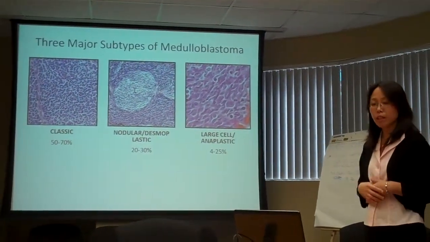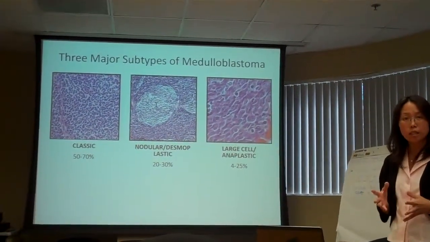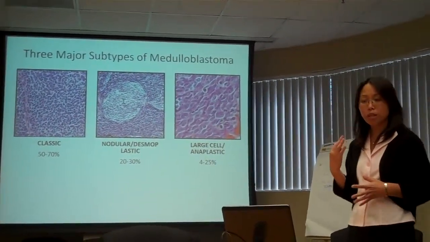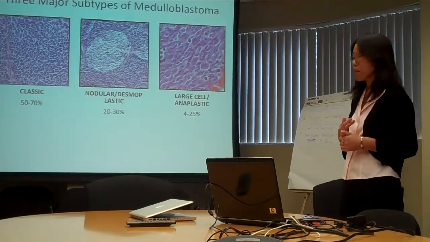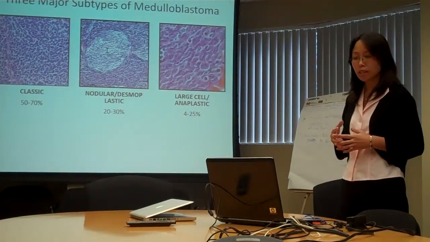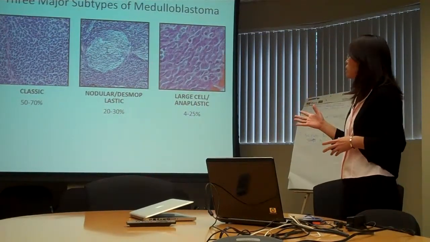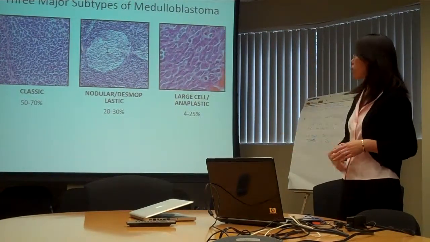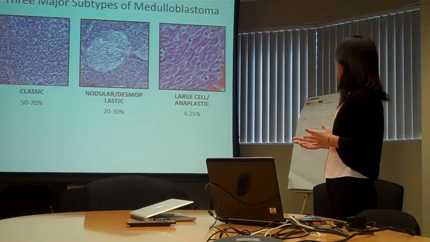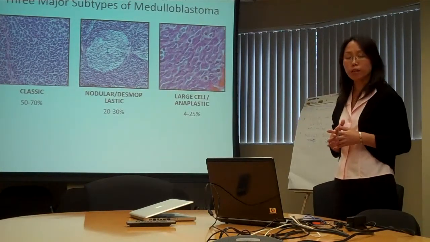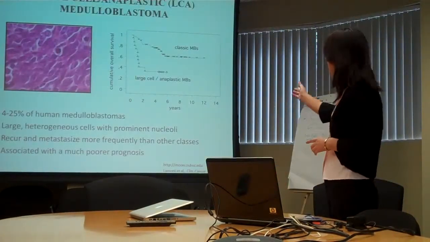With this in mind, I have been very interested in generating a mouse model, but it's important to know that medulloblastoma is not a single disease. Pathologists have described at least 3 major subtypes, including classic, nodular desmoplastic, and large-cell anaplastic medulloblastomas. Clinical studies have shown that classic and nodular desmoplastic medulloblastomas are more curable. However, the large-cell anaplastic medulloblastoma is very aggressive and malignant, recurs and metastasizes more frequently than the other 2 subtypes, and is associated with a much poorer prognosis.